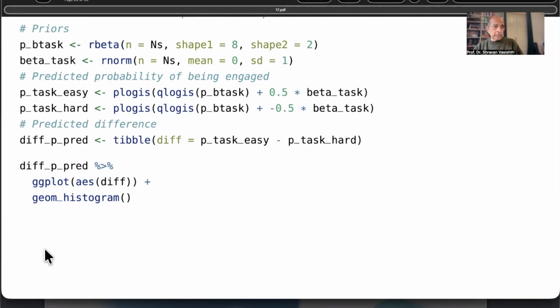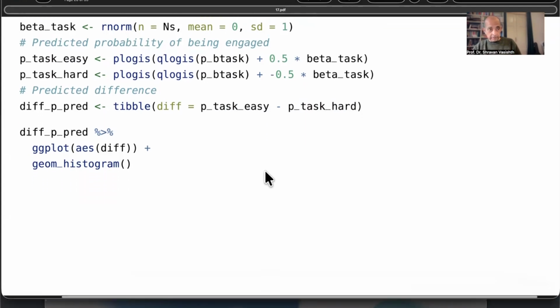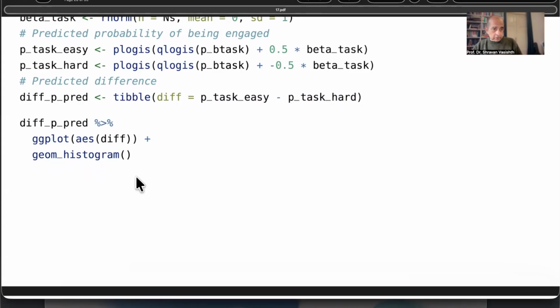Then you create a data frame that contains the difference between the easy and hard task probabilities. The purpose of this will become clear in a moment, because what we can then do is simulate some data based on those priors, and then look to see what the priors imply for the difference between easy and hard conditions in the experiment. Okay, so that's what you're going to look at now.